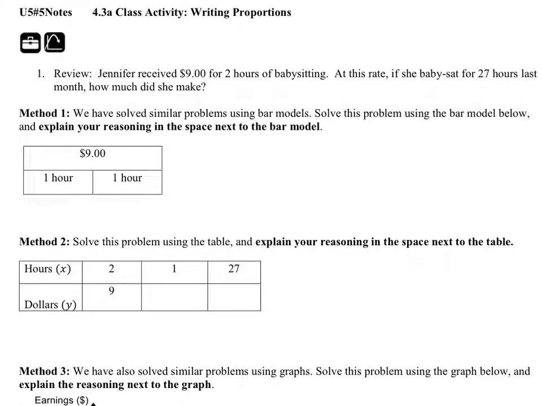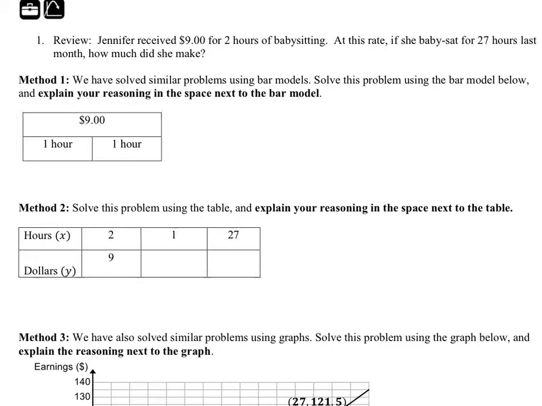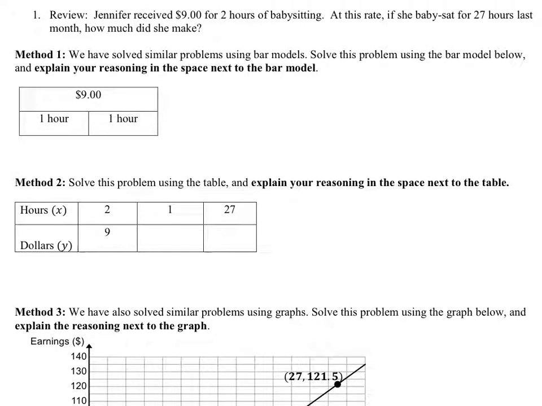So just as a quick review up in here, Jennifer received $9 for 2 hours of babysitting. At this rate, if she babysat for 27 hours last month, how much did she make? Well, we can look at three different methods for solving these. Three methods that we've already gone over.